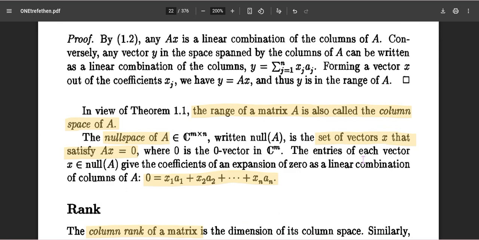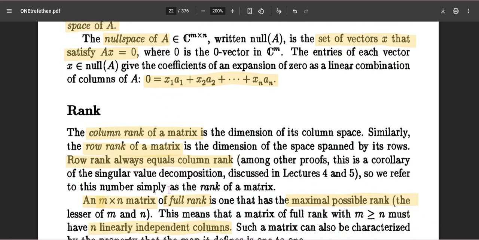So what about the null space of A? The null space of A is the set of vectors x that satisfy the equation Ax = 0. In other words, when the zero vector is expressed as a linear combination of the columns of A through a coefficient of expansion x, then whatever vectors have coefficients of expansion resulting in the zero vector are termed the null space of A.